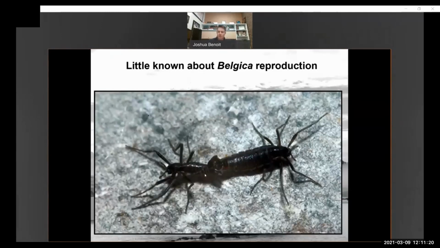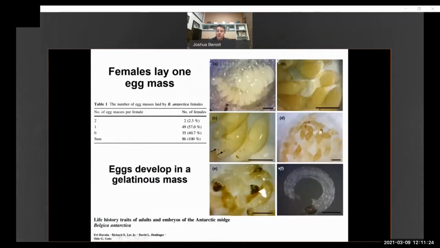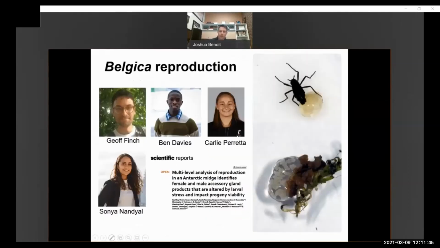So here is a male midge and a female midge. And so what do they have? Pretty much the males will live longer than the females unless they mate a lot. And that's about it. Females also will lay one big egg mass covered in this gelatinous material here.